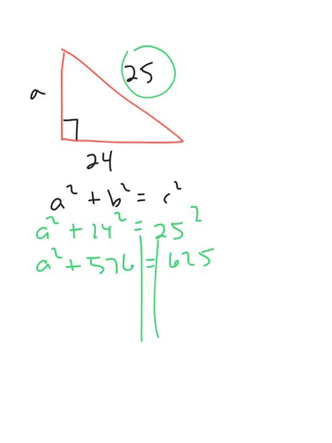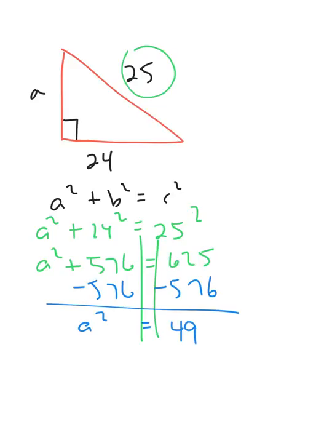So we are going to subtract 576 from both sides, and you end up with a squared equals 49. Go ahead and take the square root of both sides, and a is 7. Now, sometimes you may have decimals in here, which is why I just go ahead and use your calculator and round to the nearest tenth.